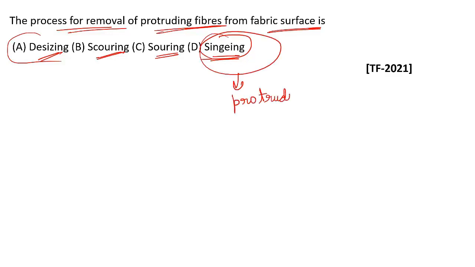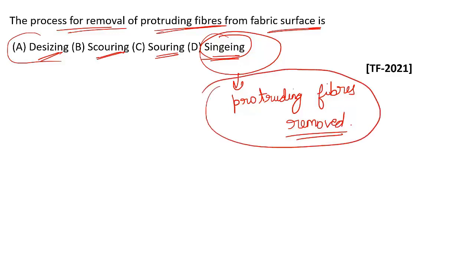Protruding fibers are removed. How is it removed? Generally, nowadays it is done by the gas singeing process. It is a very effective kind of process that is nowadays used in industries. So the process of removal of protruding fibers is known as singeing, whereas the process of removal of size is known as desizing.